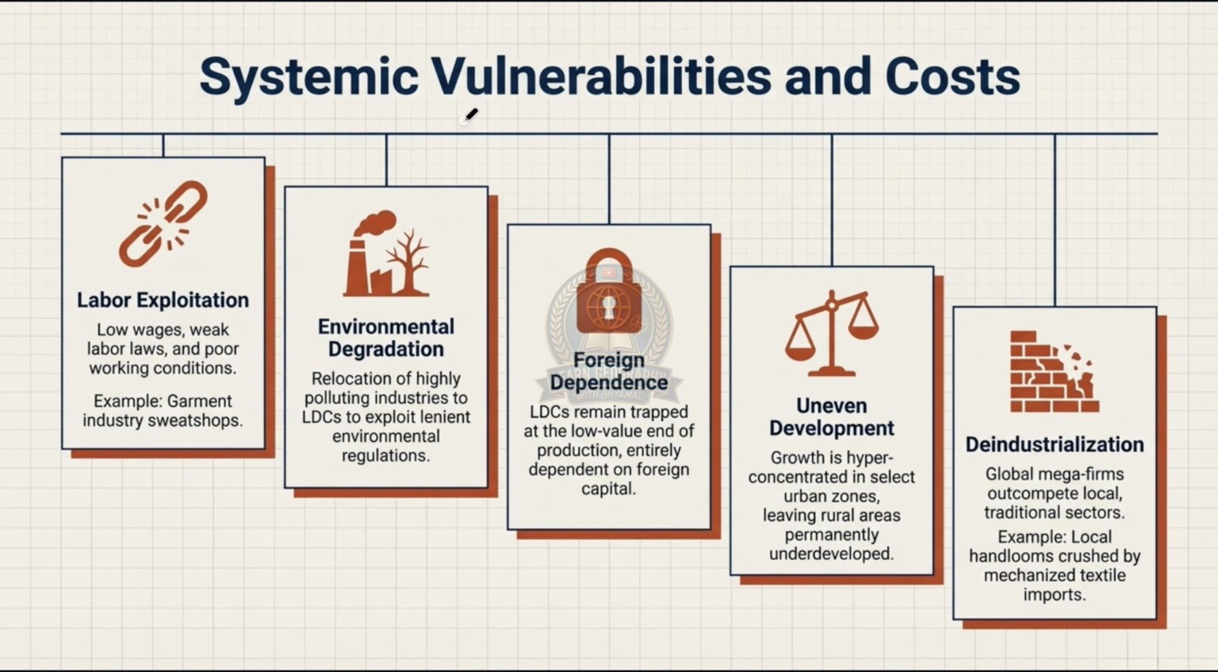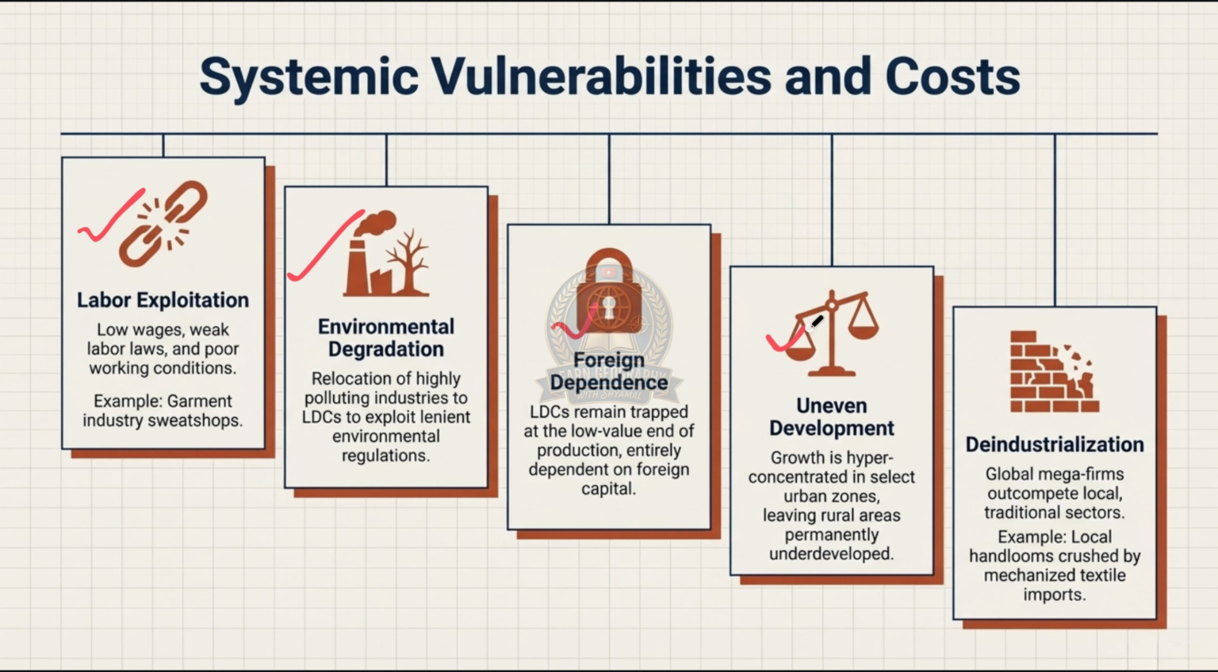Systemic vulnerabilities and costs. Labor exploitation, low wages, weak labor laws, and poor working conditions. Example, garment industry sweatshops. Environmental degradation, relocating of high polluting industries to LDCs to exploit lenient environmental regulations. Foreign dependence, LDCs remain trapped at the low value end of production, entirely dependent on foreign capital.